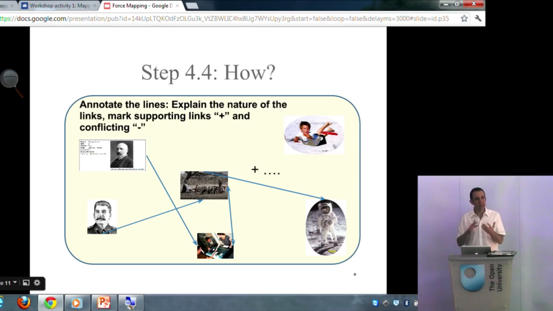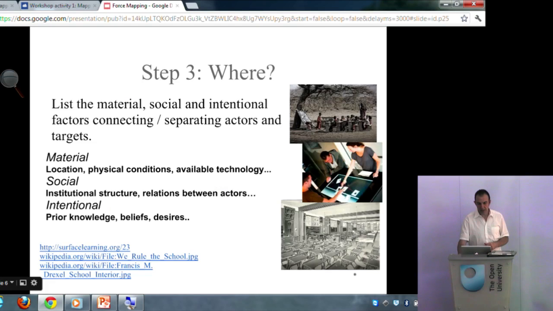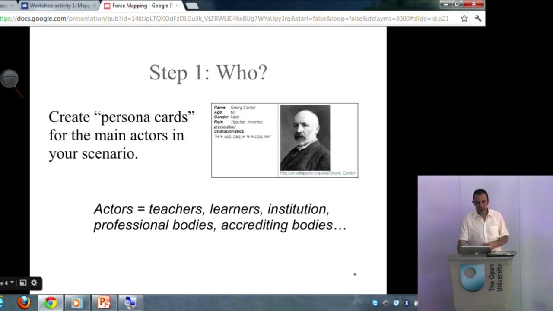So say, well, this is a supporting link, so add a plus and say, okay, that's why it's strengthened, and this is where I have a conflict or a tension, so mark that as a minus. Right? So again, I'll just go back here, and I seriously suggest you just remove everything electronic from the table and start playing with paper.